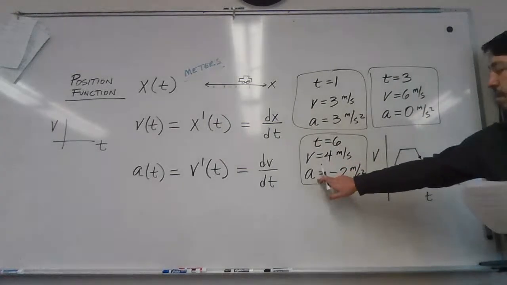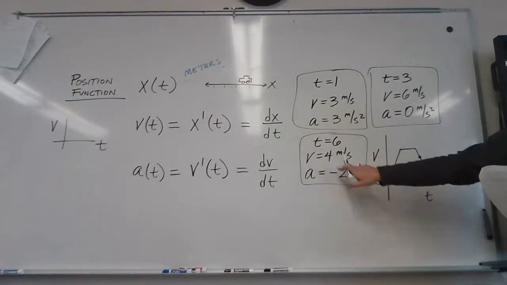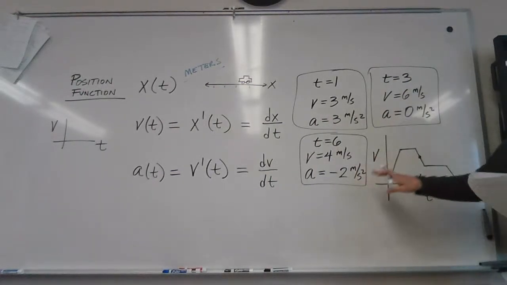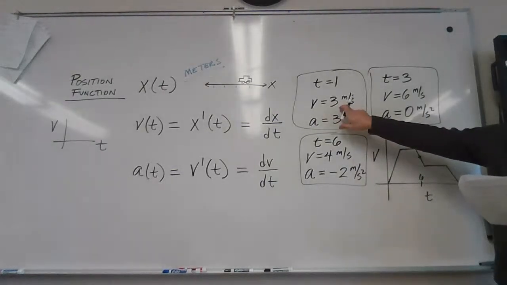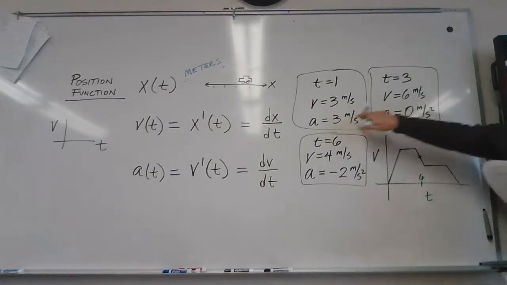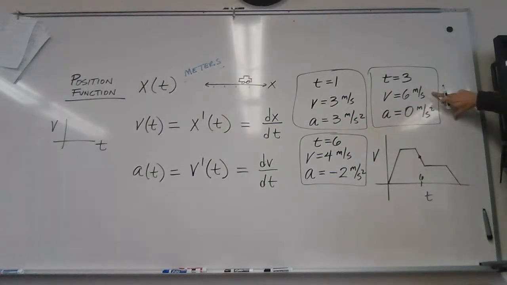Now, what does it mean if your acceleration is negative while your velocity is positive? You're slowing down. So let's back up. What was happening at the original one? Was I moving right or left? Right, and I was speeding up. How about here? What was I doing?